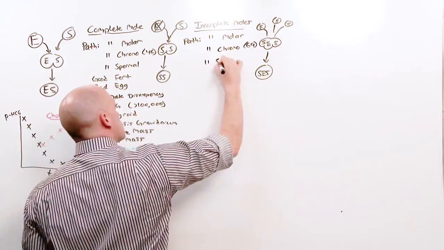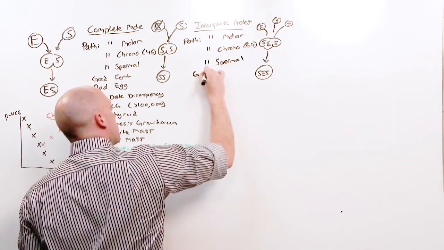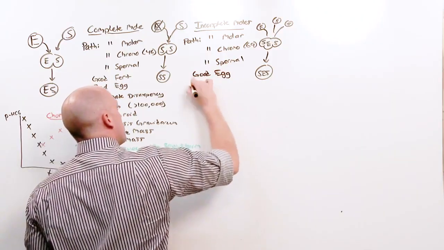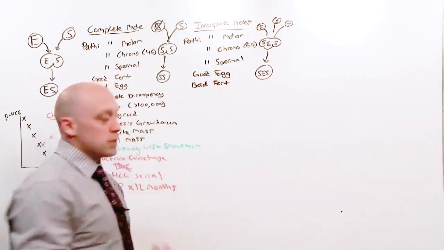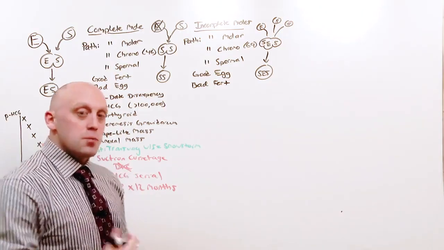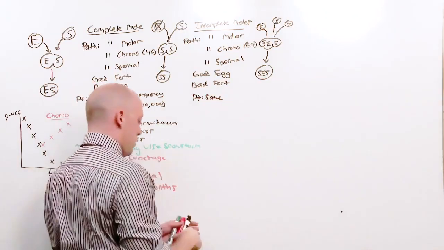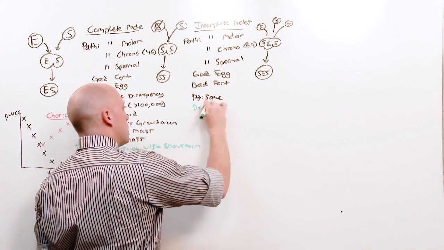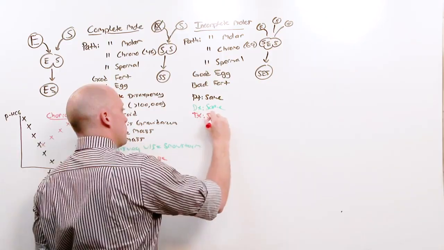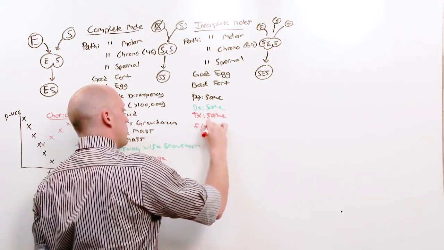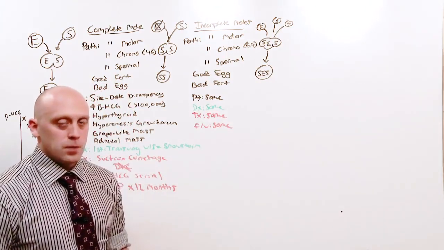And it is incompletely spermal. The egg is there. It is caused by a good egg, but a bad fertilization. And this is why I said it's really easy to understand incomplete mole. The patient presentation is the same as complete mole. The diagnostic step is the same as complete mole. The treatment is the same as complete mole, including the follow-up with serial HCGs and contraception.